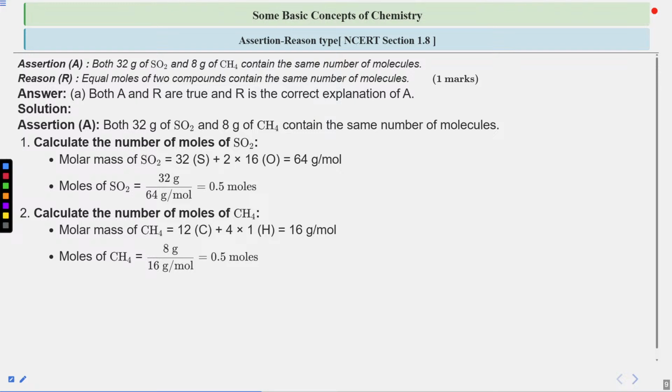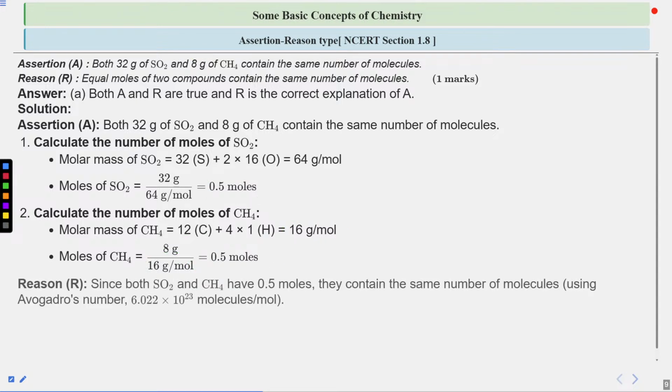Now in the next step, we have methane. So we have to calculate the number of moles for methane also. So methane will have a molar mass of 16. You can see it's a very easy calculation to do. If you divide the given mass, which is 8 gram, by 16, again you will get 0.5 moles of methane. Now both have the same number of moles. You can see it. Methane and sulfur dioxide both have the same number of moles. So if they have the same number of moles, they will have the same number of molecules also.